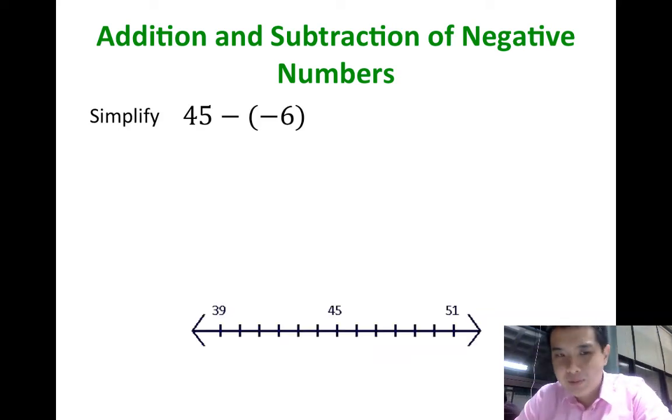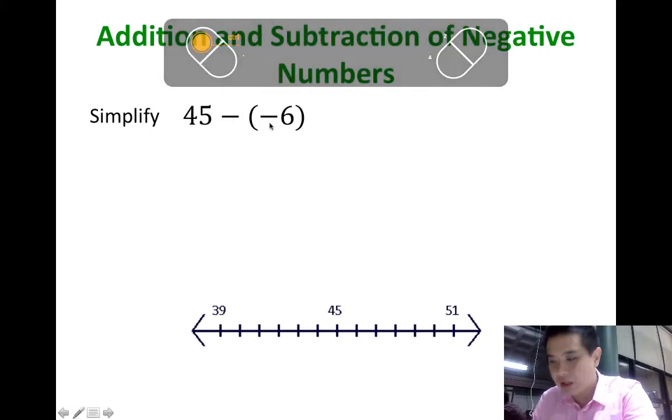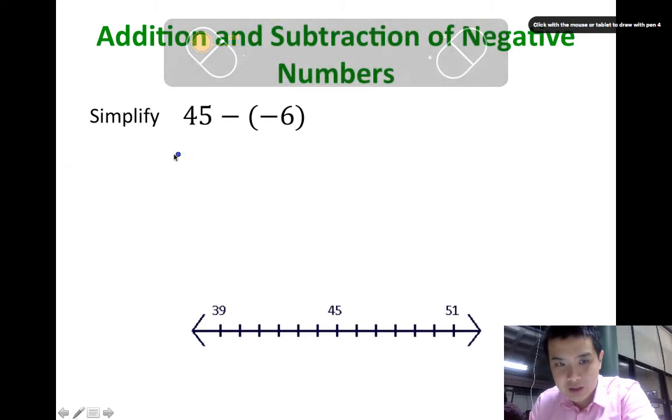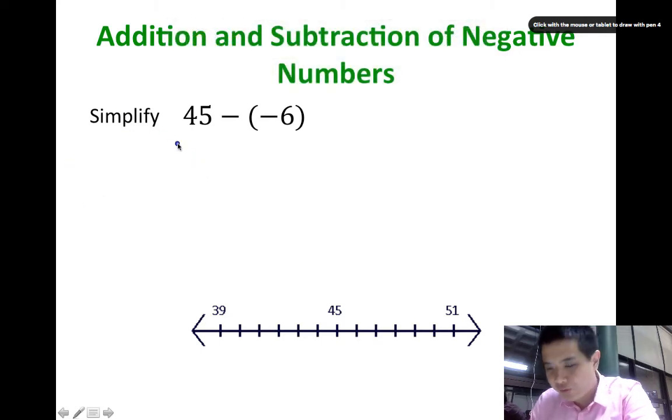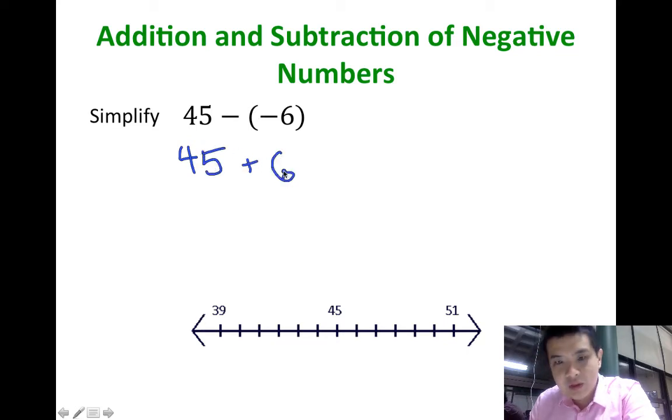So this expression right here, 45 minus negative 6. This negative right here on the second number is indicating that I am not subtracting. In fact, I'm doing the opposite of subtracting. The opposite of subtracting is adding. So what we're really doing is 45 plus 6.